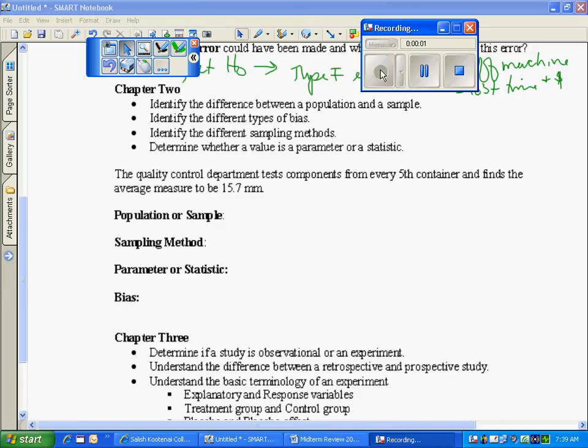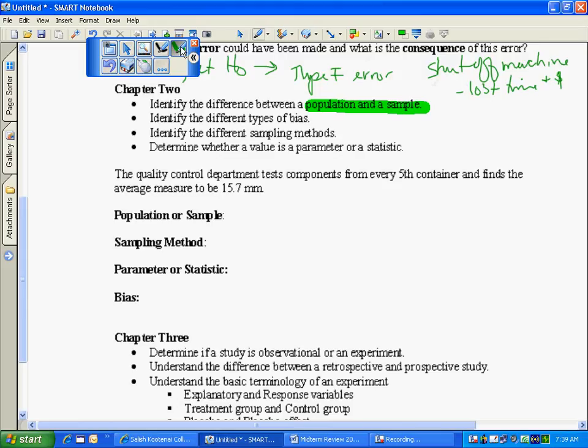The review for Chapter 2: you must identify the difference between a population and a sample. The population is what group we're trying to make a decision about. The sample is part of that group.